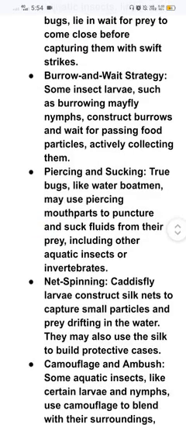And then burrow and wait strategy. Some insect larvae, such as burrowing mayfly nymphs, construct burrows and wait for passing food particles, actively collecting them.